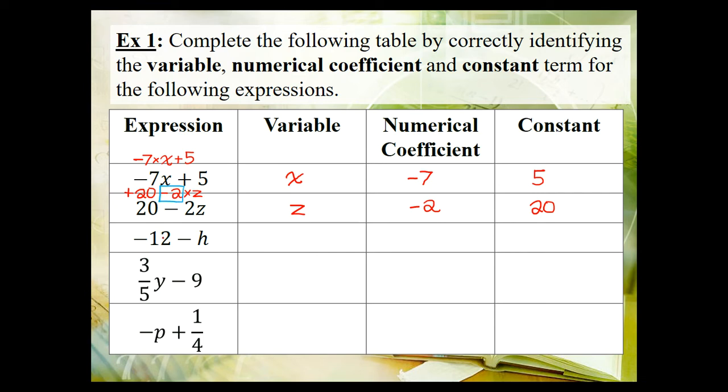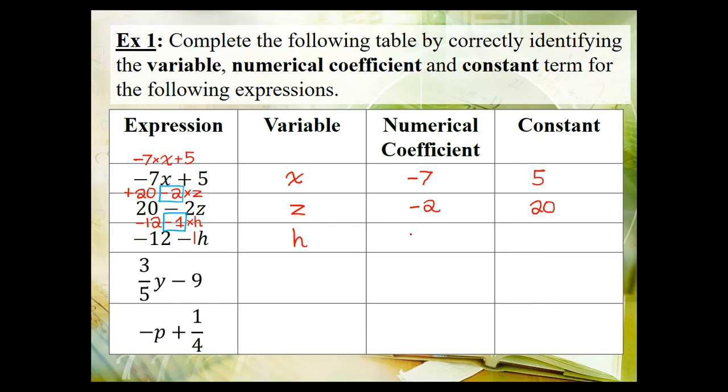Okay, how about this one? You have negative 12 minus h. Well, you don't see a numerical coefficient in front of the h. So if you don't see that, we assume it is a 1. Therefore, I could write this as negative 12 minus 1 times h. Okay, so the variable is obvious. That's an h. And then what's the number attached to the variable through multiplication? It's the 1, but it's also the sign in front of the 1. So here, we can just highlight this again. This would be negative 1.